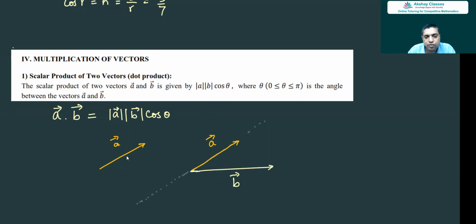We can move the vector from one point to another, and the angle thus made once they are co-initial vectors. It should not be that one is an initial point, another is a terminal point. Then the angle made by both of them is the angle between the two vectors A and B. Now, cos of this angle is given by A dot B by modulus A modulus B.